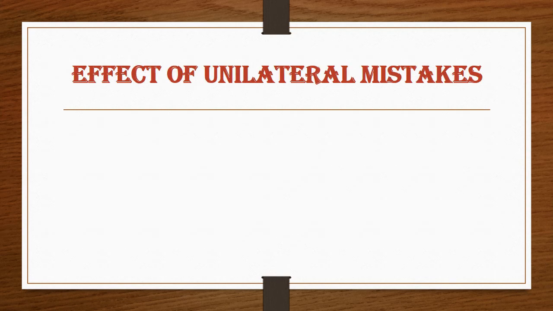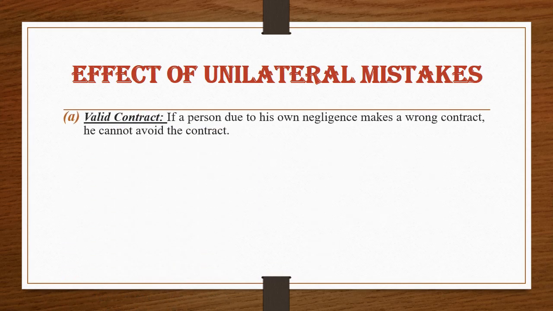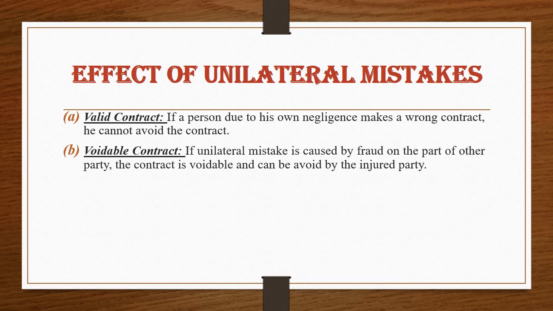Next is the effect of unilateral mistakes. First one, valid contract. If a person, due to his negligence, makes a wrong contract, he cannot avoid the contract. That is, the contract becomes valid. Second one, voidable contract. If unilateral mistake is caused by fraud on the part of the other party, the contract is voidable and can be avoided by the injured party.